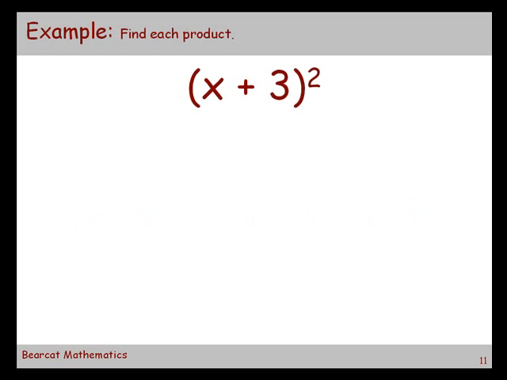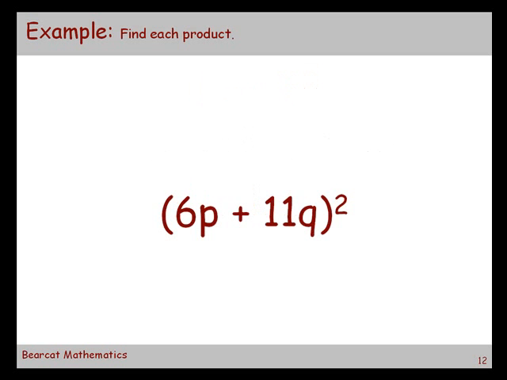X plus 3 quantity squared has to equal what? Keep going, yeah. X squared plus 6x plus 9. That's x plus 3 quantity squared. What about 6p plus 11q quantity squared?